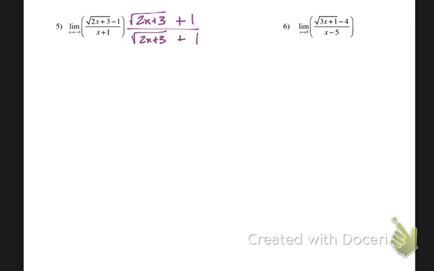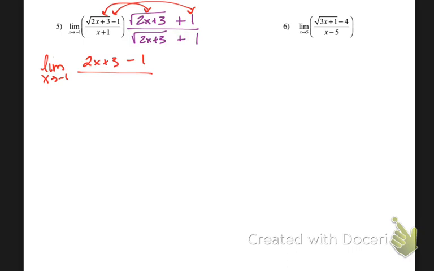So now when we're multiplying, remember, this is like difference of squares. Those middle terms are going to cancel. So the first two terms multiplied together is going to cancel out that square root. So we just have 2x plus 3. And then the second two terms are going to multiply, and we get minus 1. So that's our numerator.